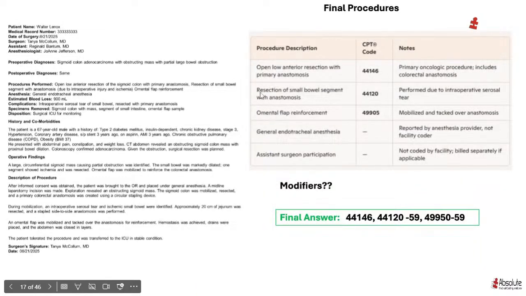Now, let's go to the procedures. We have open low anterior resection, primary anastomosis. So pretty much this open low anterior resection is their cutting of the colon, the sigmoid colon, 44146. Then they're coding for the jejunum, the resection of the jejunum along with anastomosis, and that's 44120. Then there is omental flap reinforcement, 49905.